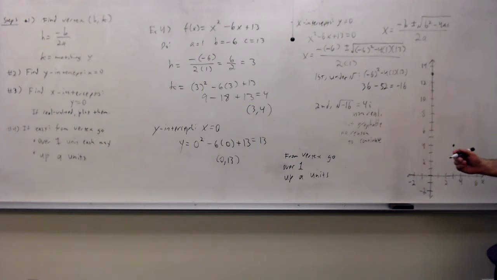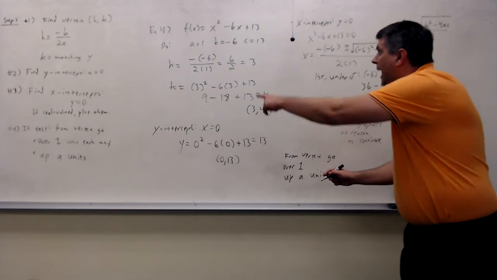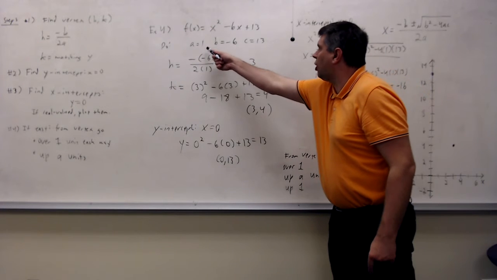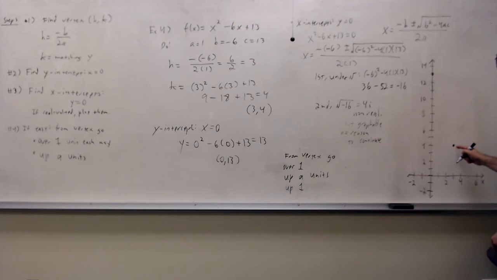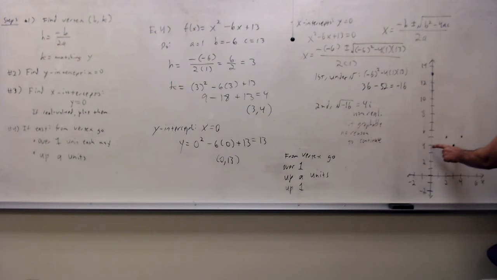Okay, so our only easy points are from the vertex: go over 1 and up A units. So A is 1, so that means up 1. So over 1, up 1, over 1, up 1. We're also going to use the principle of symmetry with the y-intercept. The y-intercept was 3 units over from the vertex with a y-coordinate of 13. We're going to repeat the process over the vertex.